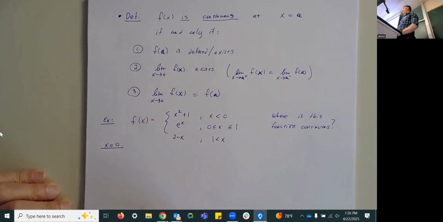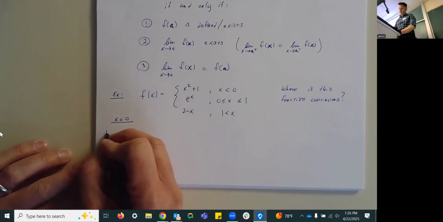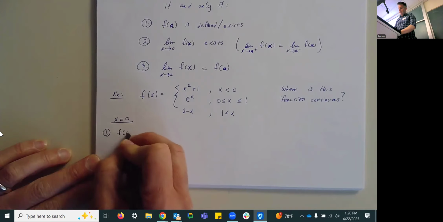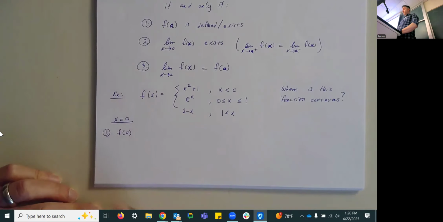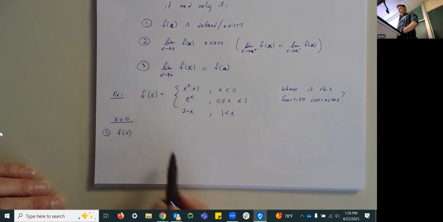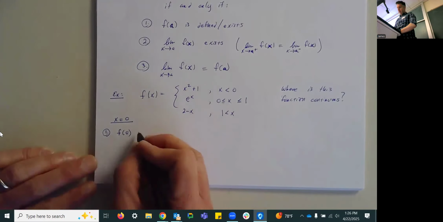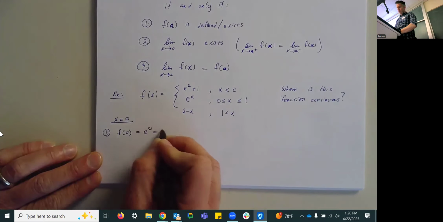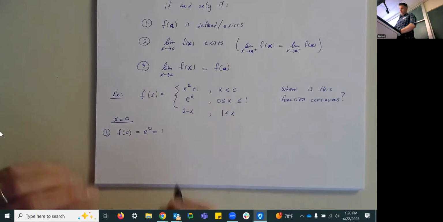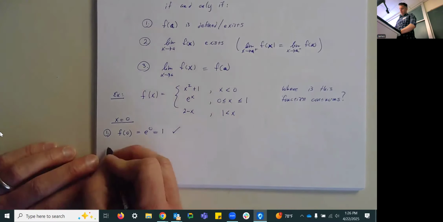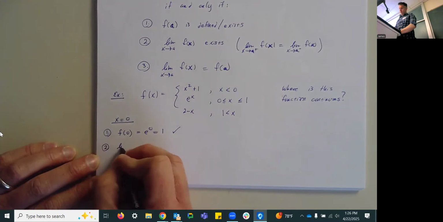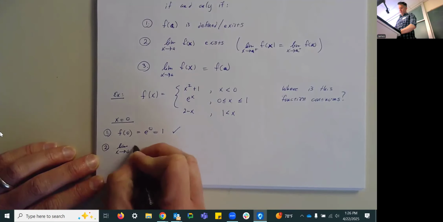So I'm going to check the three things. First thing, is f of 0 defined? Yeah, I'm going to pick the piece where x is equal to 0 and then plug in 0 for x and get e to the 0, which is 1. Check. 2, the limit as x approaches 0 of f of x.